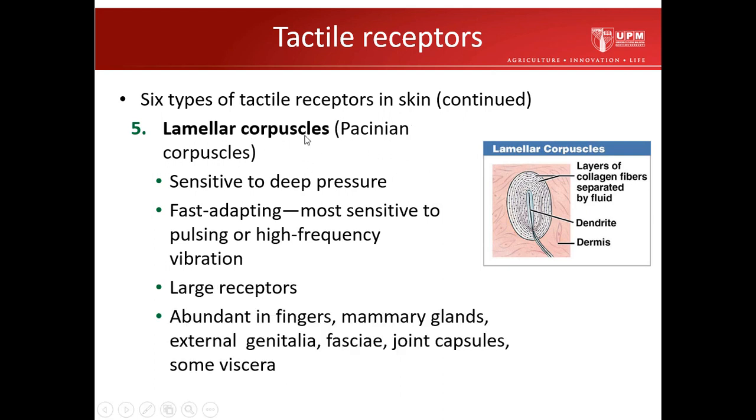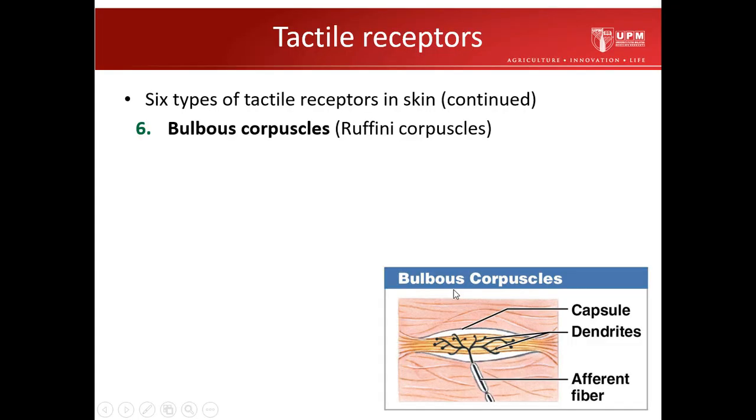And the lamellar corpuscle is a large receptor. It's a very large receptor, and you can find these receptors in fingers, mammary glands, external genitalia, fasciae, joint capsule, and some viscera. The last one is the bulbous corpuscle, also known as the Ruffini corpuscle.